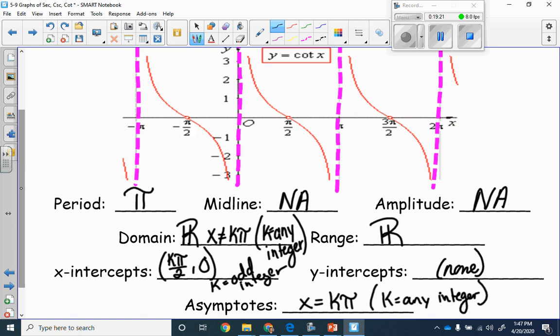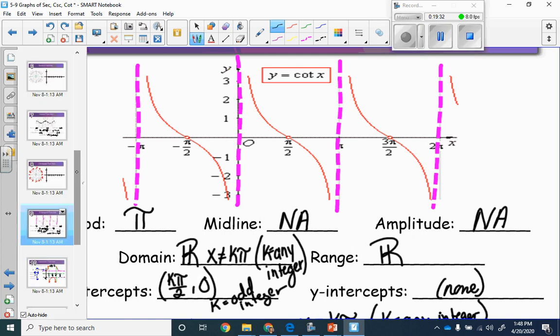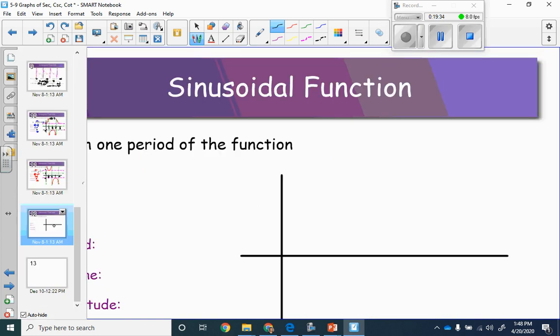So, how do you graph this one? Working with tangent, if that's the easier one to go off of, then you're just going to kind of have to switch things around. And let's go over and we can do an example of cotangent real quick.